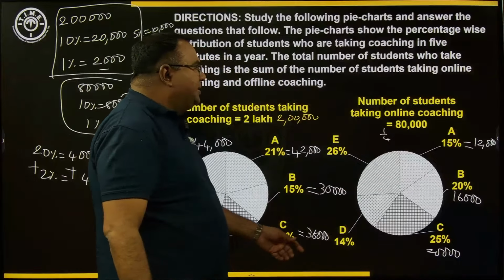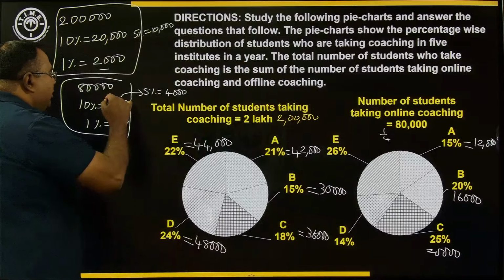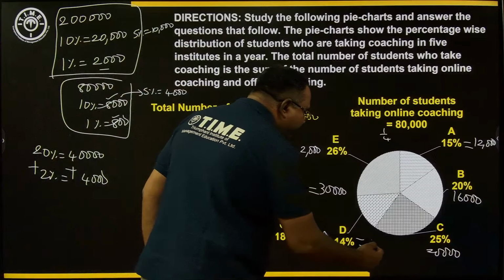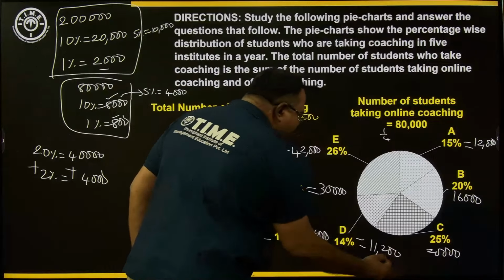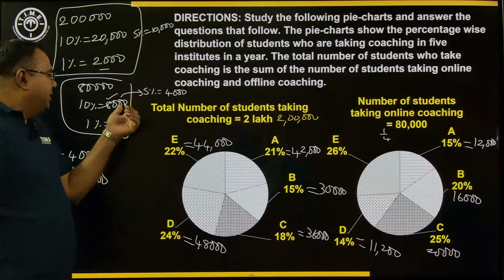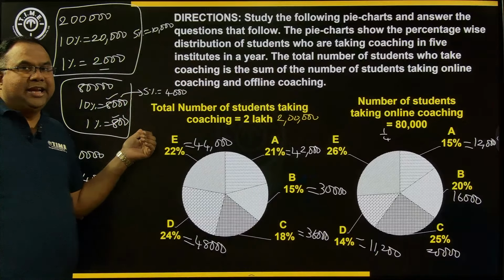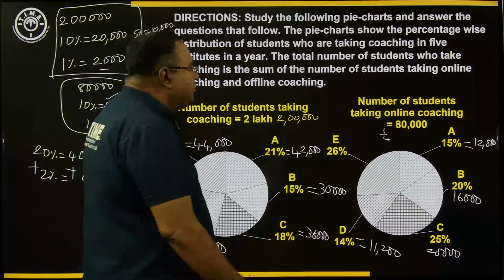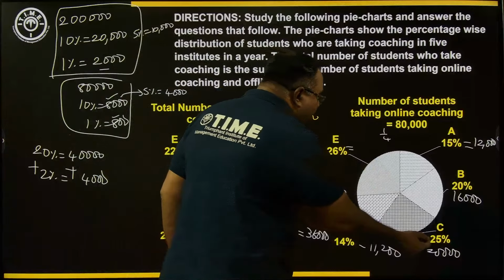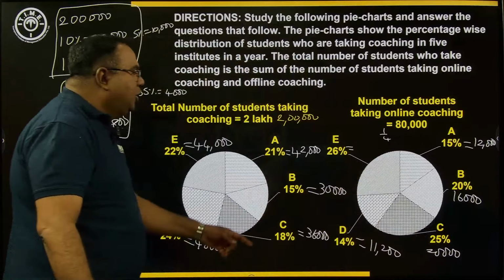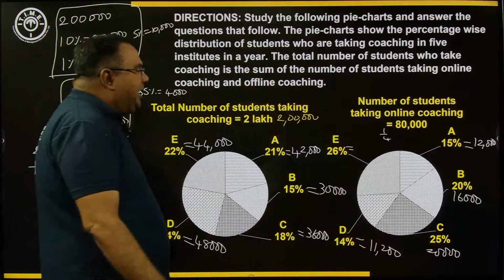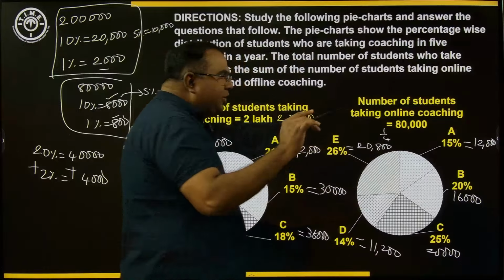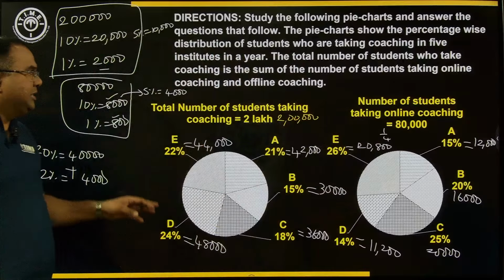Right? This is 14%. So 10% is 8,000. 4% will be 3,200. So 11,200. Got the point? 10% is 8,000. 4%: 1% is 800 into 4, 3,200. So 11,200. This is 26%. 26% will be 25%, you add 1%. 20,000, if I add 1%, 800. It is 20,800. Once you get these values, you can solve the questions easily.